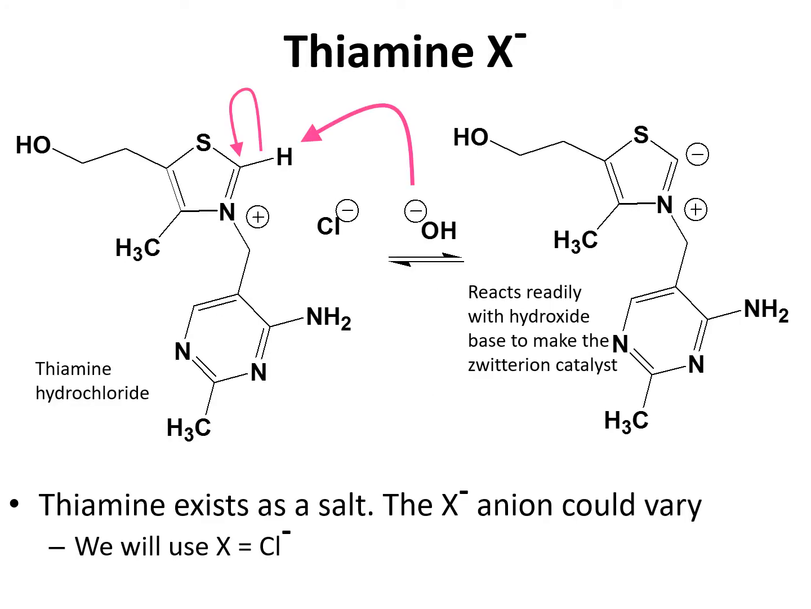So thiamine exists as a salt, and the X- anion can vary. We will use the chloride in this case, thiamine hydrochloride. So in the first step, we're going to have a basic hydroxyl ion that is going to remove one of the protons from the thiamine hydrochloride, and it's going to form this pseudo ion species that is shown in the right.